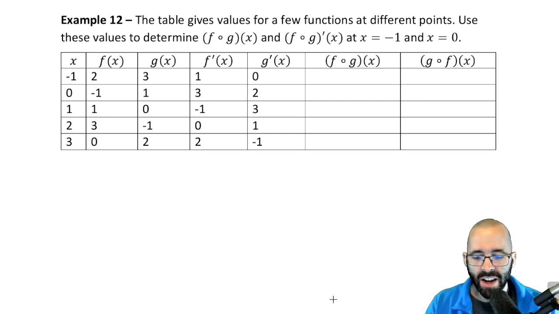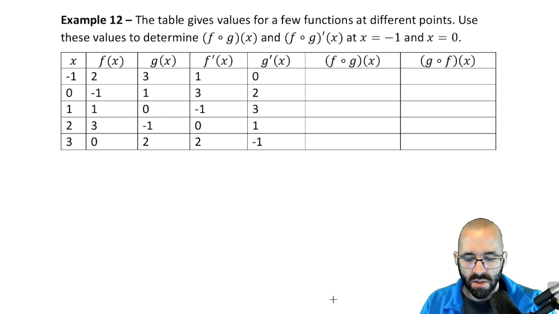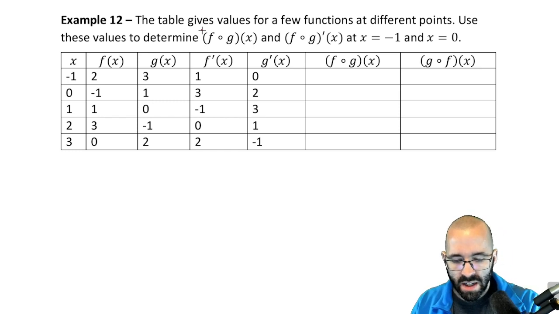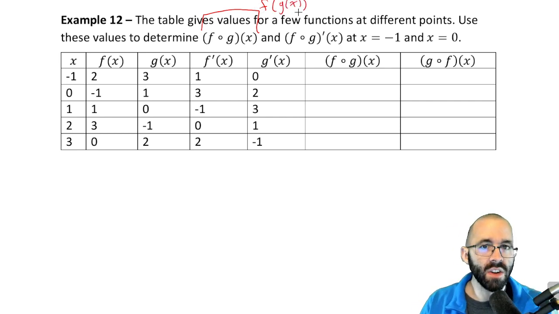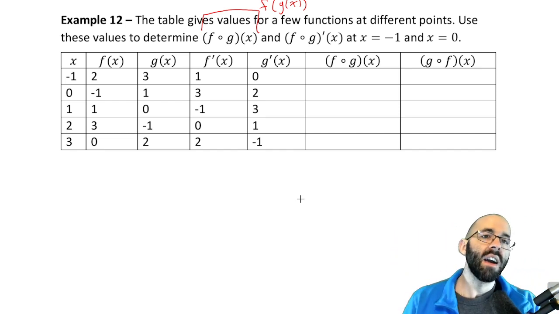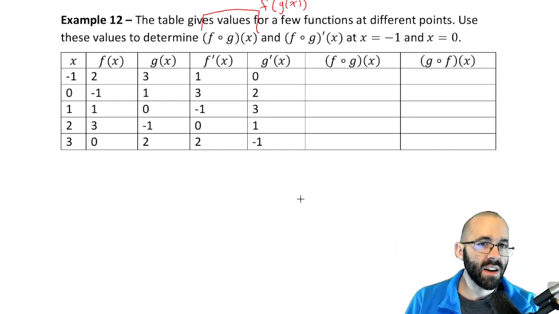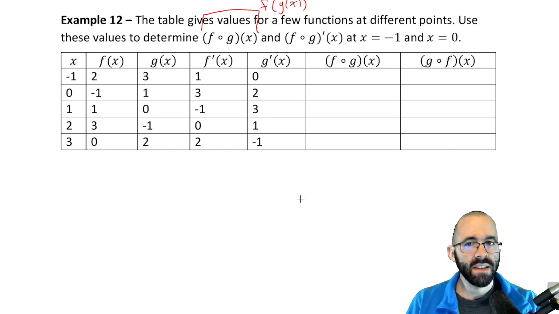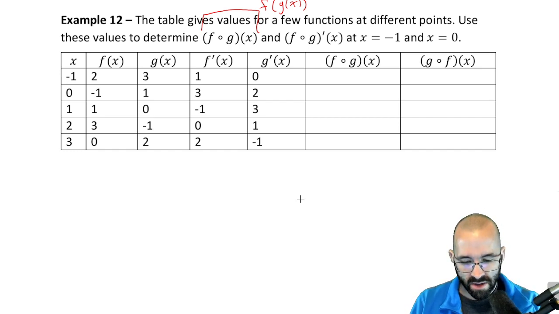The table gives values for a few functions at a few different points. Use these values to determine f of g. Remember what this means right here? This means f of g of x. That's what that circle means. It's function composition. It means g is on the inside. And the derivative of f of g of x at -1 and at 0.